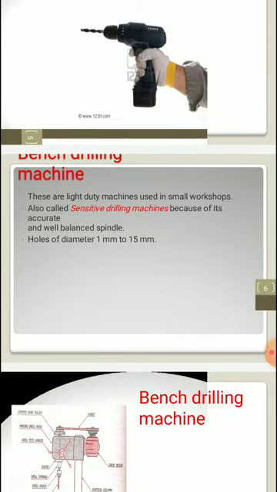Next thing is the first of its kind that is used in actual industrial purpose, that is a bench drilling machine. These are the light duty machines used in small workshops. There are small workshops which do not have a very heavy metal workout.